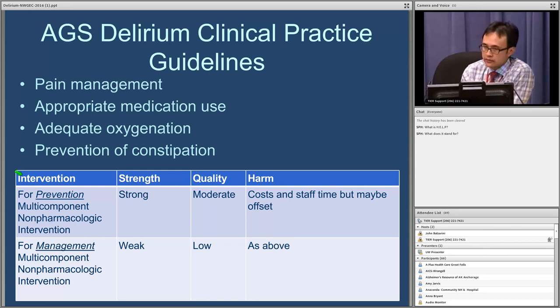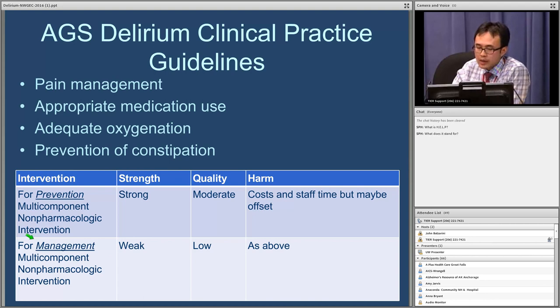And so what does AGS talk about is that this is what they recommend is the clinical practice guideline for preventing delirium, is that you address people's pain, use medications appropriately, adequate oxygenation to tissues, which we'll talk about a little bit, prevent constipation as well. And what they also talk about is that the multi-component non-pharmacologic intervention. That's what HELP is. It's a multi-component non-pharmacologic intervention. And when they break it down to preventing delirium, the strength is strong, the quality is moderate.